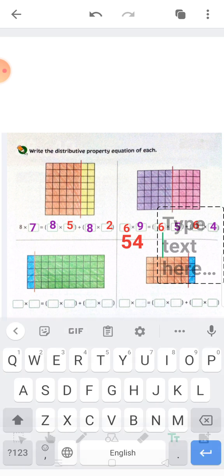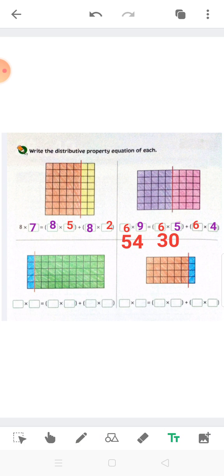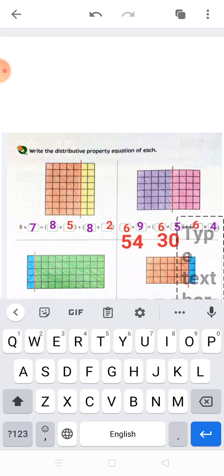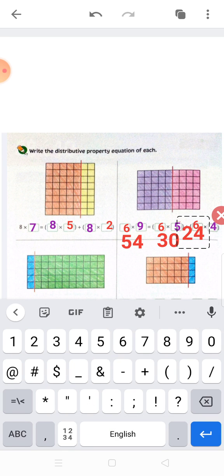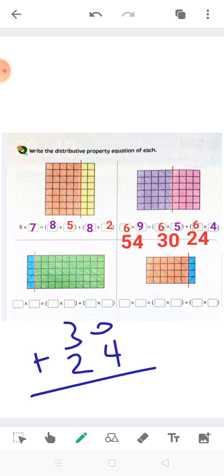Okay. Who can tell me what 6 times 5 equals? Equals 30. Excellent. Yes, I can hear you. 30. Okay, and 6 times 4? It's 24. Excellent. If we add these parts together, 30 plus 24, let's make a draft. What does it equal? Start from the ones place. 0 plus 4 is 4. 3 plus 2 is 5. So it's 54.